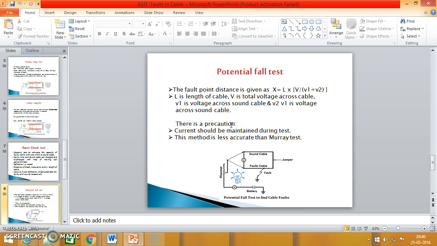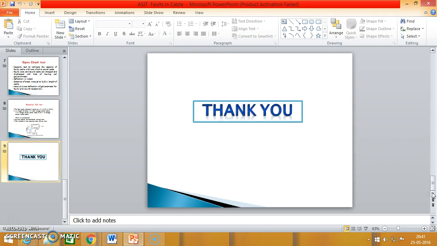There is a precaution also there. Current should be maintained during the test. This method is less accurate than Murray method. This is the disadvantage of this method. In this figure we can calculate the voltage.